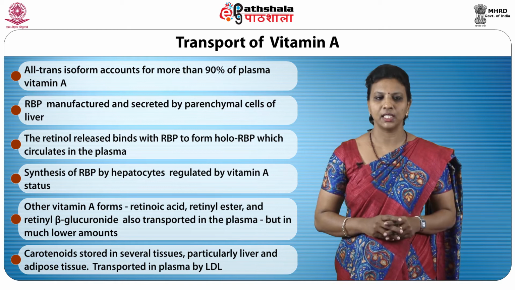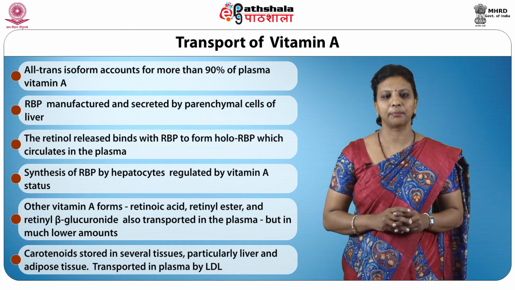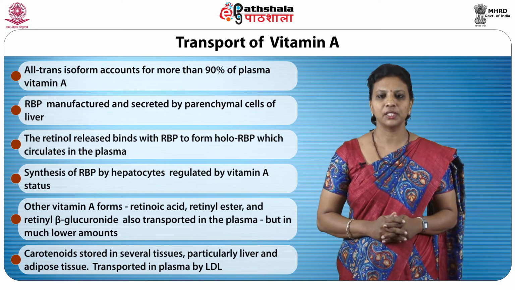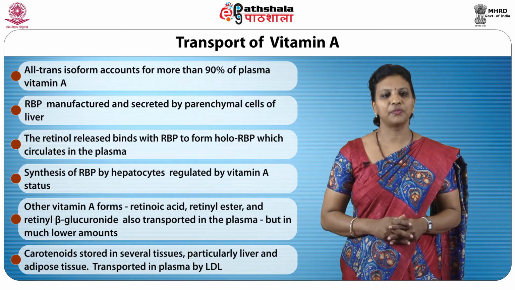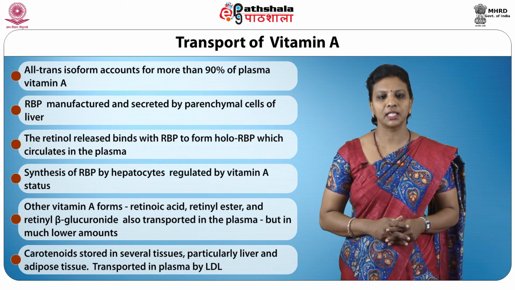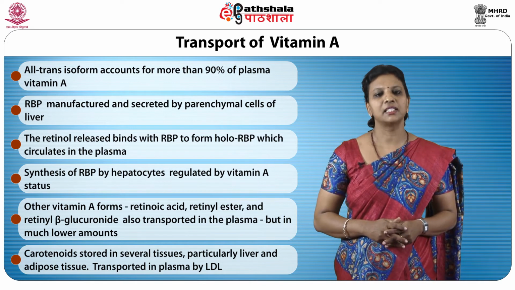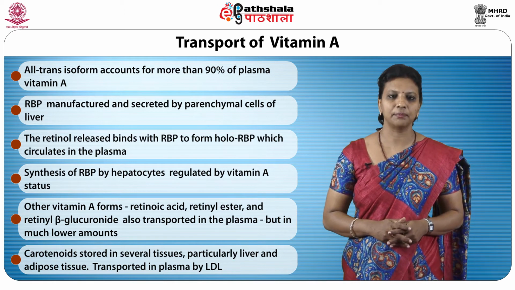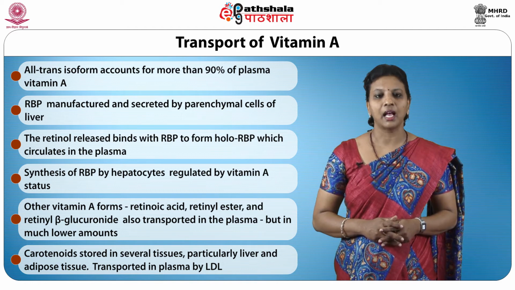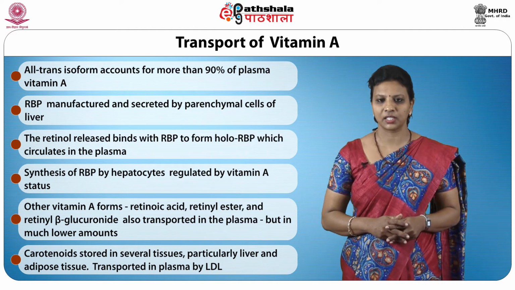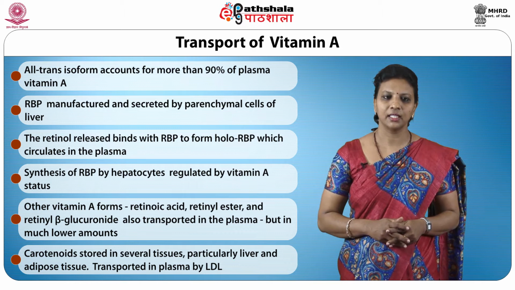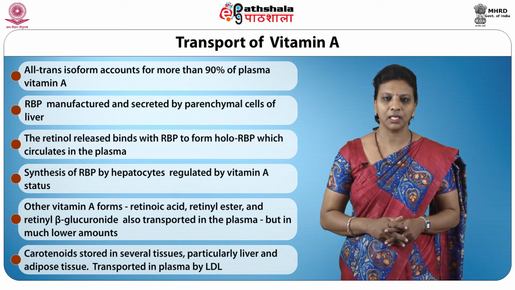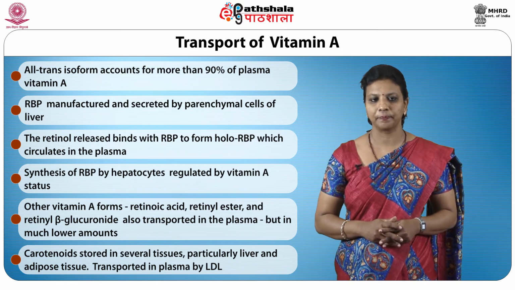Retinol binding protein is manufactured and secreted by the parenchymal cells of the liver. The retinol released binds with retinol binding protein to form holo RBP, which circulates in the plasma. The synthesis of retinol binding proteins by hepatocytes is regulated by vitamin A status. Other vitamin A forms such as retinoic acid, retinoyl ester and retinol beta glucuronide are also transported in the plasma, but in much lower amounts.